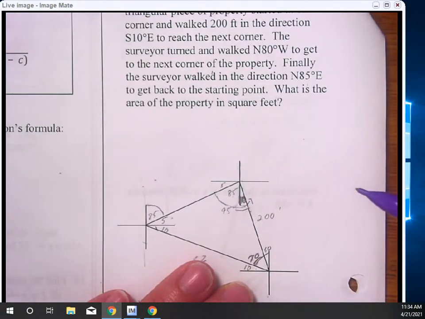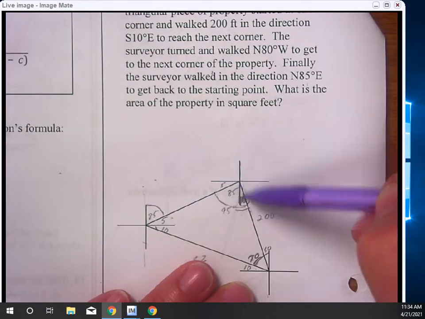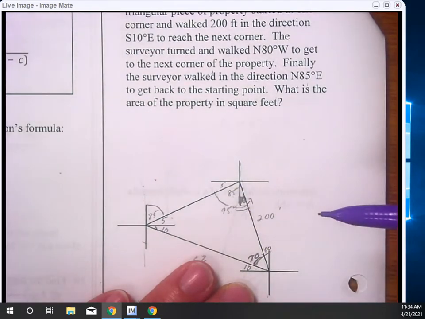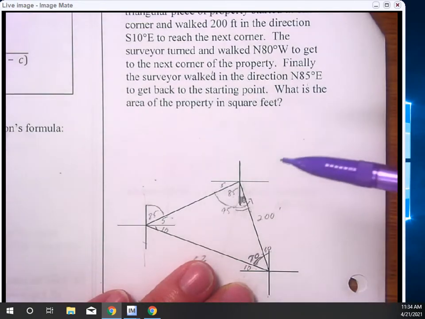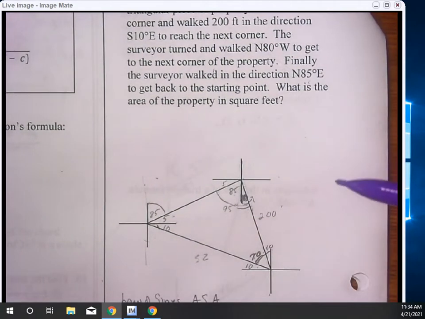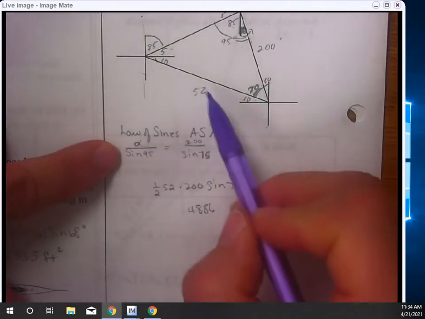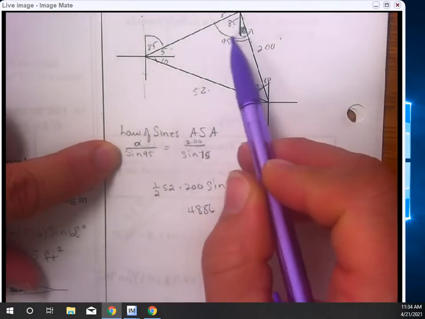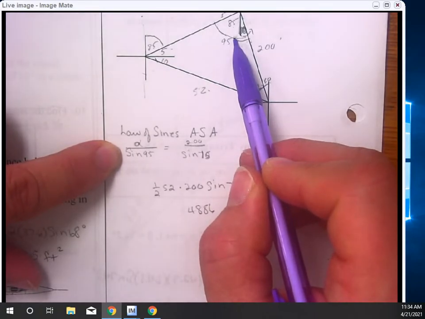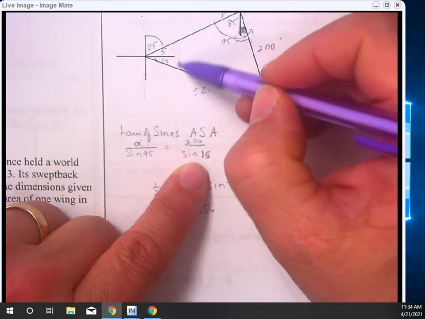Now, I want to know the area of the property. All I have is angle, side, angle. Angle, side, angle means that I can use the law of sines to find another side. I'm going to use my law of sines to find this side. My side in question is opposite the 95 degrees. And I'm going to use the 200 opposite of the 15 degrees.